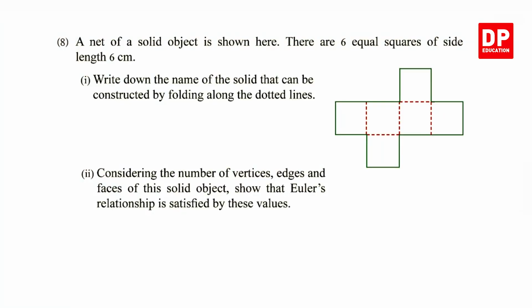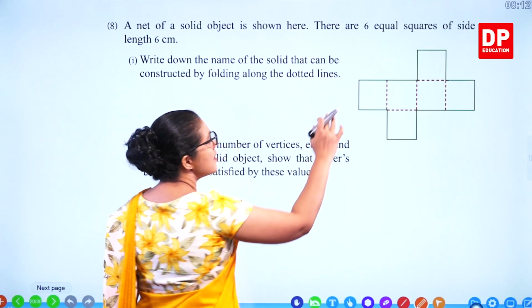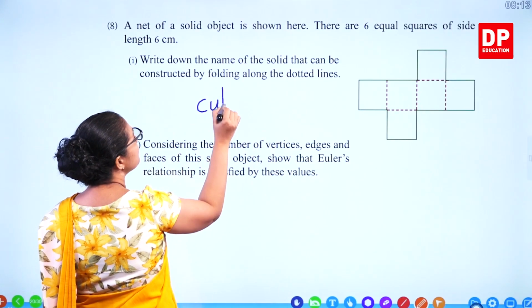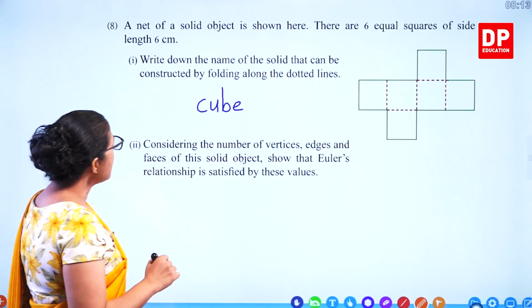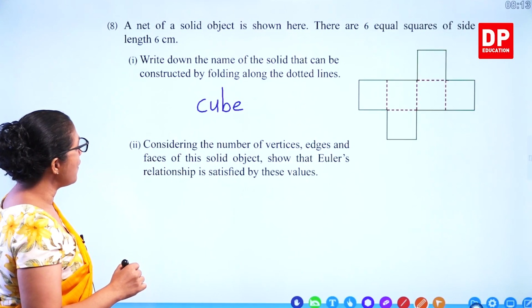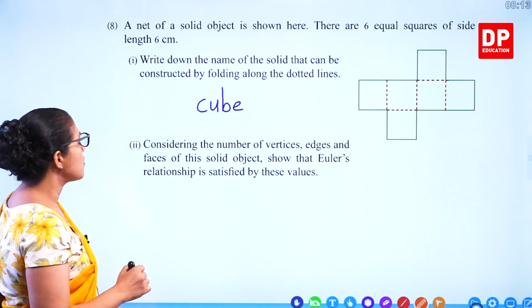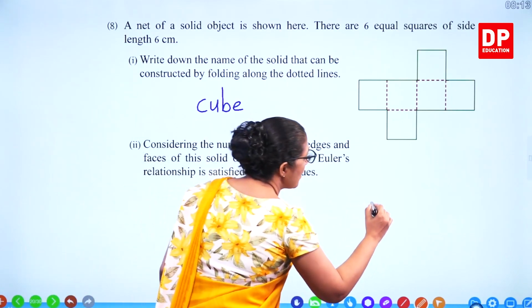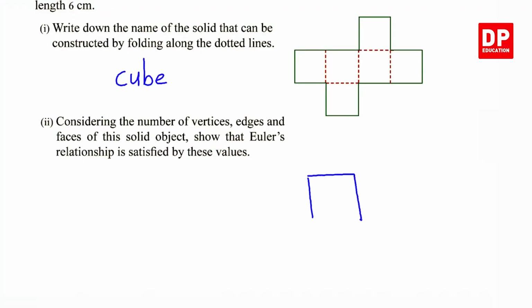Question number 8. A net of a solid object is shown here. There are 6 equal squares of side length 6 centimeters. Write down the name of the solid that can be constructed by folding along the dotted lines. All these are squares. 6 faces are there. What you get? A cube. Considering the number of vertices, edges and faces of these solid objects, show that Euler's relationship is satisfied by these values. We'll count how many vertices and edges and faces.